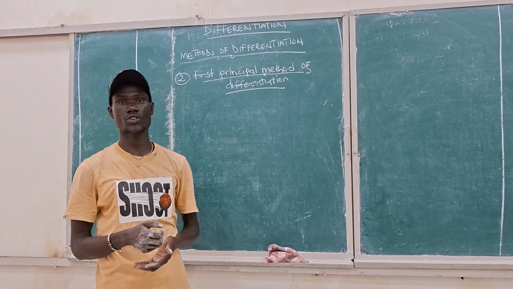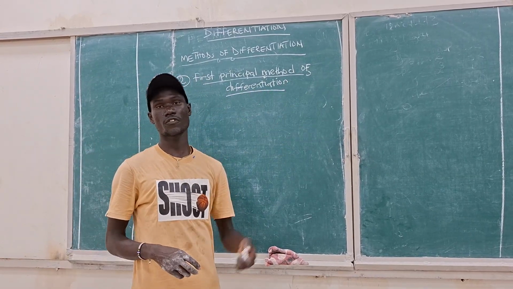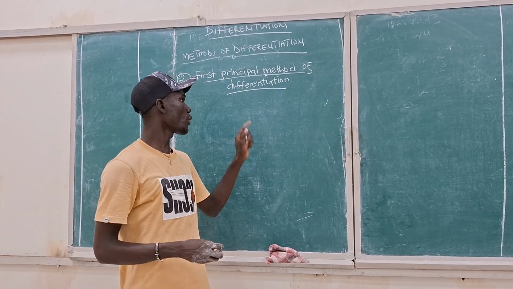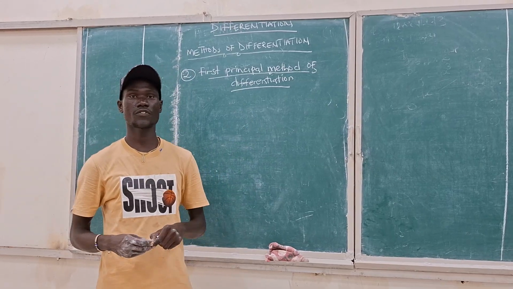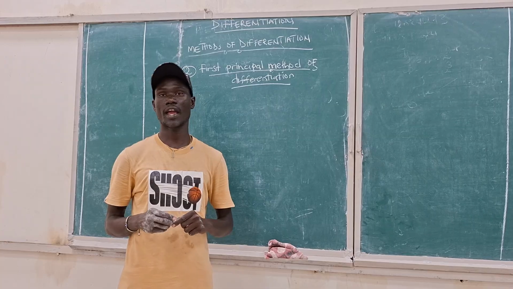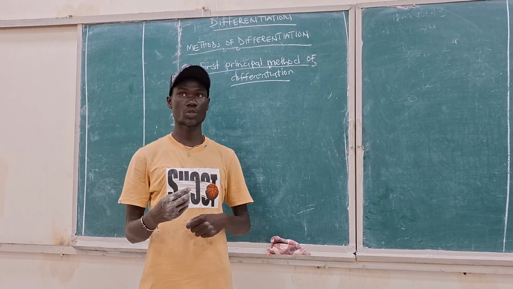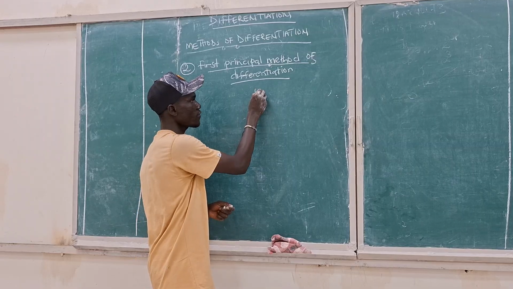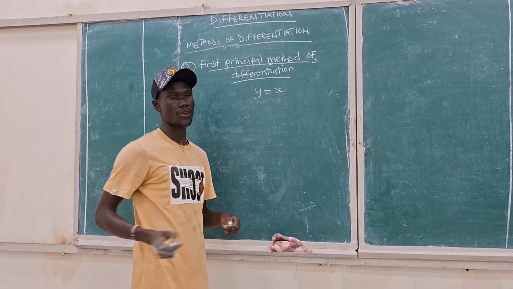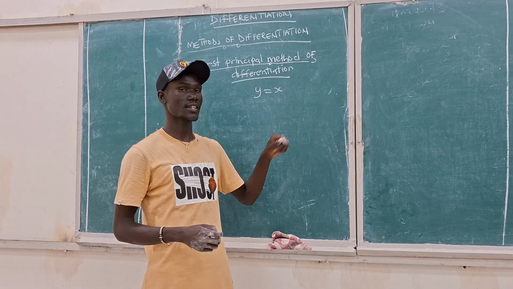Second method of differentiation, that is the first principle method of solving differentiation problems. When we are dealing with the first principle method, you add dy to y and add dx to x. This is the only simple idea that you would like to go away with. For instance, we are given y equals x. We say that when there is y, you add dy, and when there is x, you add dx.